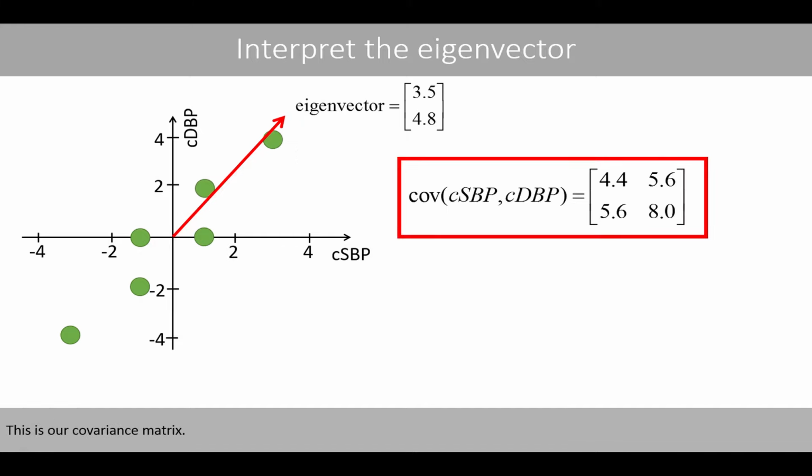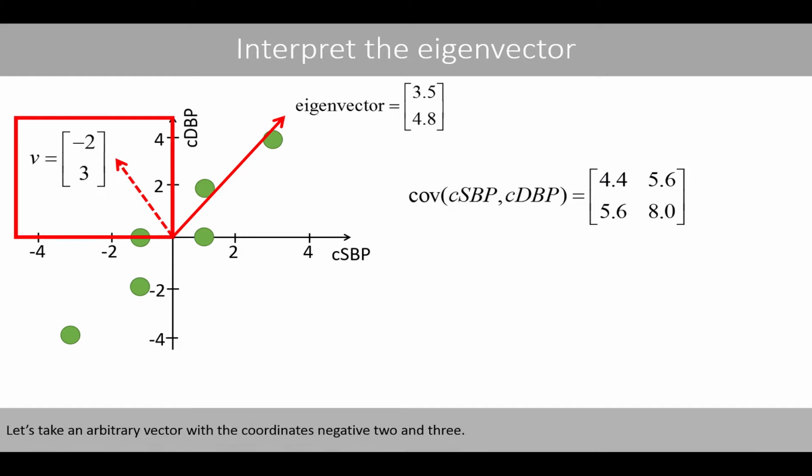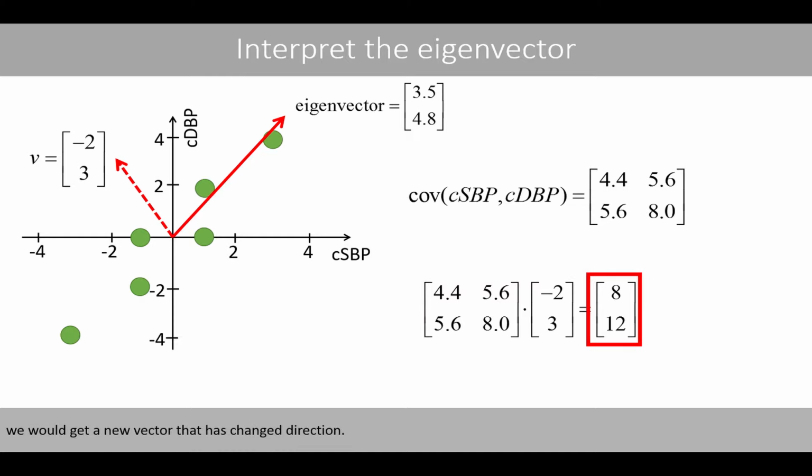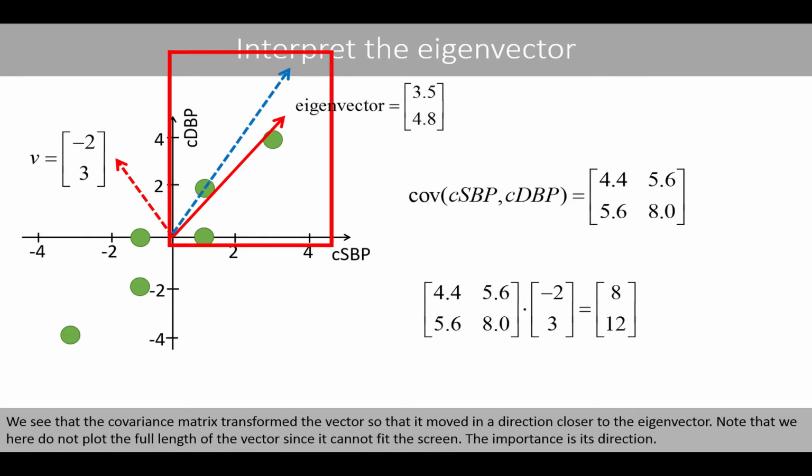This is our covariance matrix. Let's take an arbitrary vector with the coordinates -2 and 3. If we would multiply the covariance matrix by this vector, we would get a new vector that has changed direction. We see that the covariance matrix transformed the vector so it now moves in a direction closer to the eigenvector. Note that we here do not plot the full length of the vector since it cannot fit the screen. The importance is its direction.